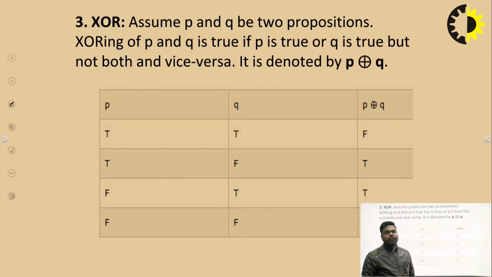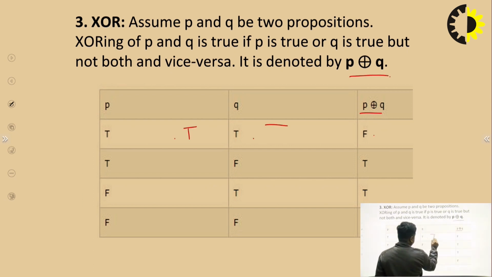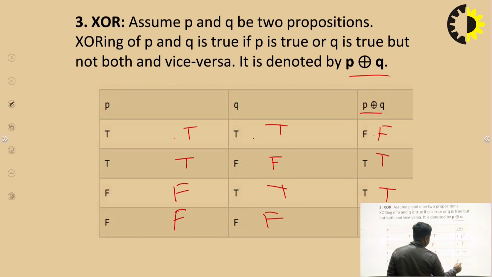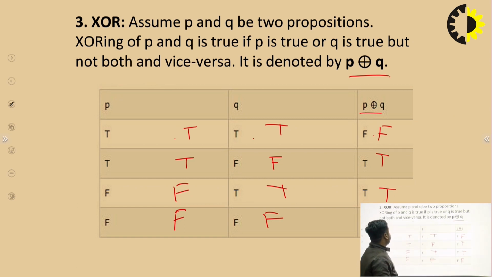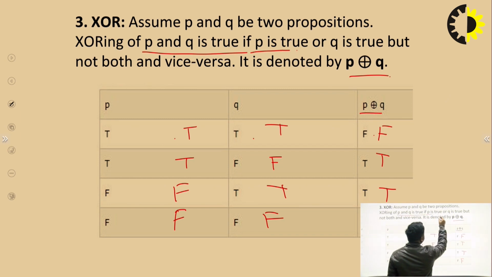XOR: P and Q are two propositions. XORing of P and Q is true if P is true or Q is true, but not both, or vice versa. We are denoting this sign. This is the truth table: true, true, false; true, false, true; false, true, true; false, false, false. We are saying that P XOR Q is true if P is true or Q is true. If P is true and Q is true, then it will be the false statement.